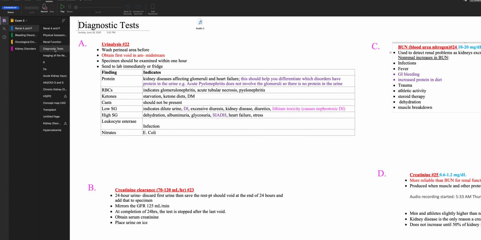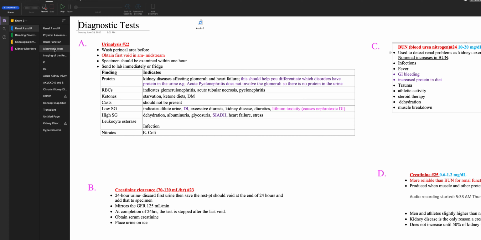Low specific gravity. There's going to come a point in time where people with chronic kidney disease are no longer going to be able to concentrate urine, and they'll have what's called a fixed specific gravity. It'll be 1.010. All right, high specific gravity, we've talked about some of these conditions, and we'll talk more at the end of the semester about SIADH.